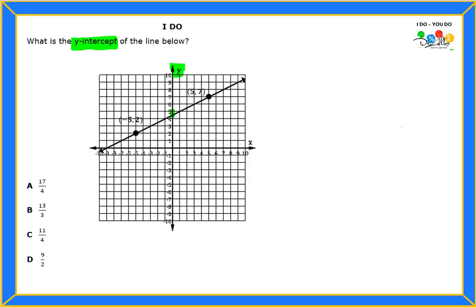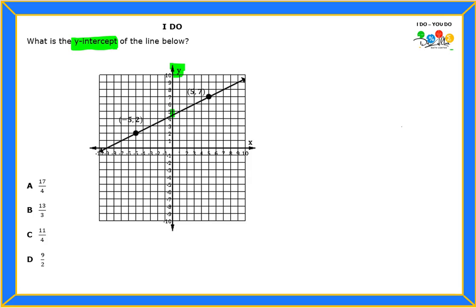I don't know if you noticed, but the line is crossing in between the 4 and the 5, which means my y-intercept more than likely is going to be a decimal. No less than 4, no more than 5. But the problem is that it's a decimal. So we need to do a couple of steps.